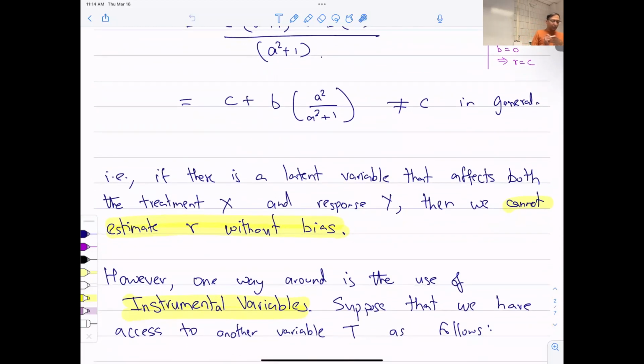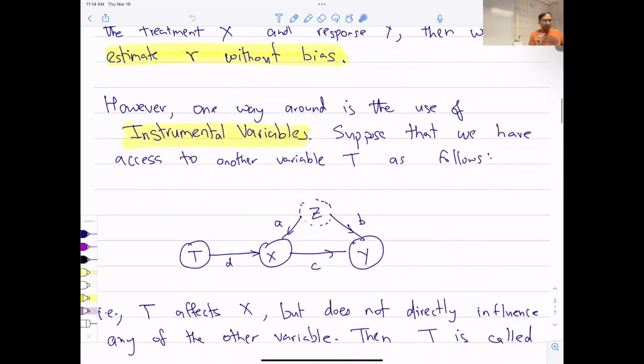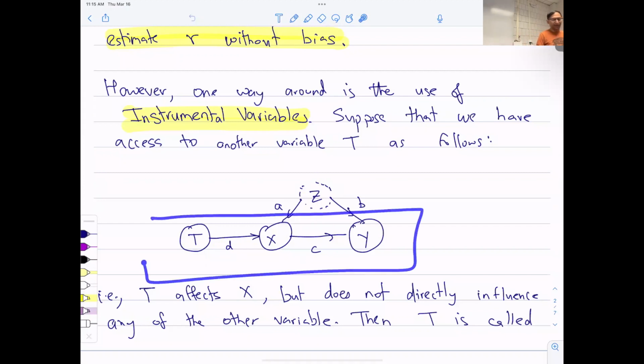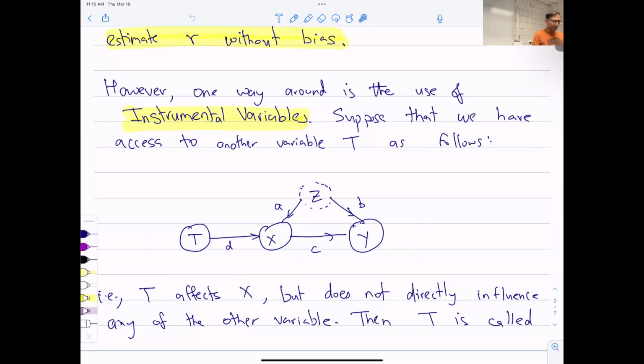So a cool way to deal with this is something called instrumental variables. Now I'm going to make a supposition. We'll see how the supposition could be true. Suppose I have access to another variable t that affects x in some linear manner with strength d. Again, I don't know d. The samples I have are t, x, y now. I still don't have z, but I have samples of t, x, y. Then is there hope of learning c without bias? That's the question.